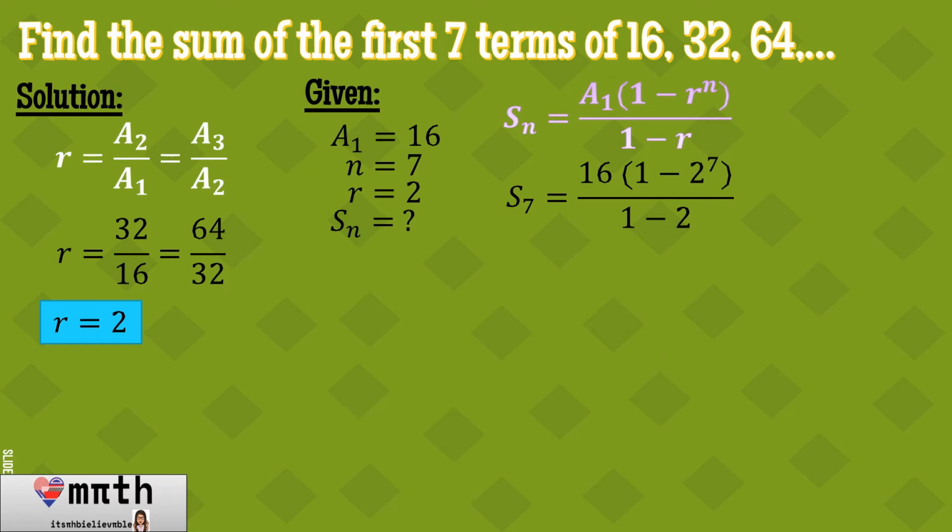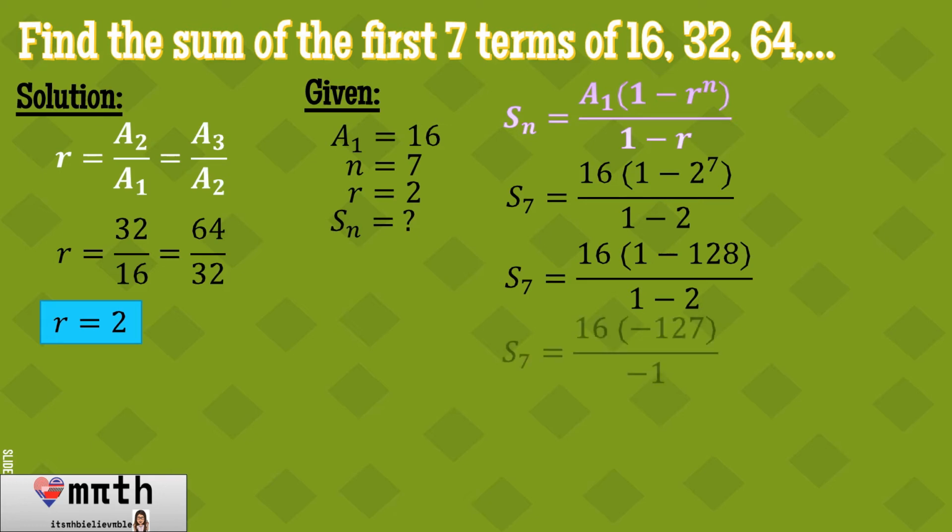So that will be 2 raised to 7, multiplying 2 by itself 7 times, which is equal to 128. Then we can perform the operation inside the parentheses. That will be 1 minus 128, which is equal to negative 127. Then 1 minus 2 will be negative 1. So this will be 16 times negative 127 all over negative 1.